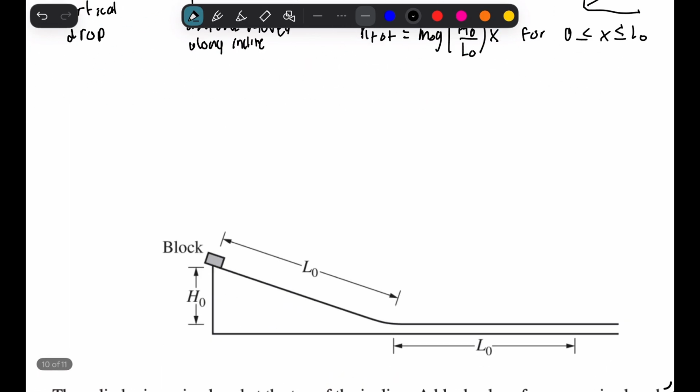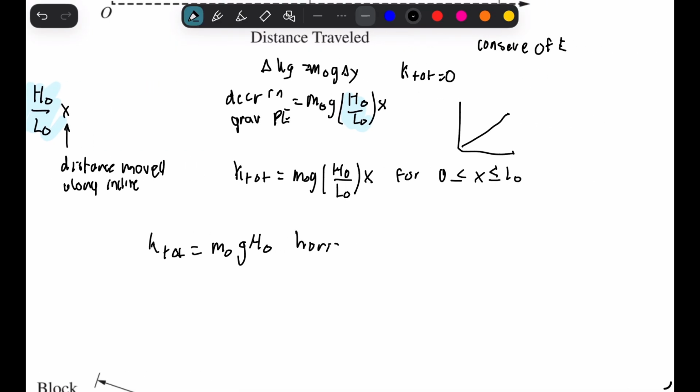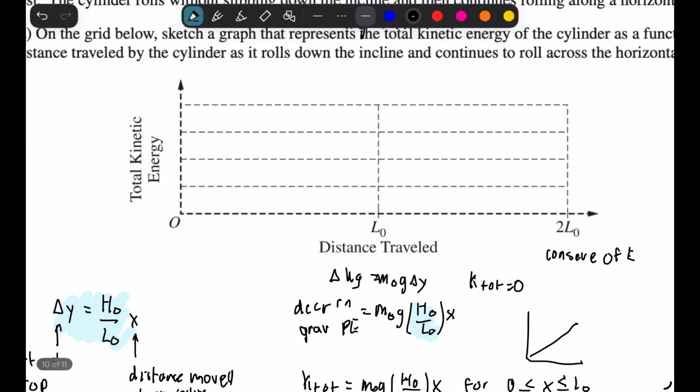So K total is m initial g h initial, your horizontal line, because this would be one value that should be a constant, right? And that's from x equal to L initial to 2L initial. So for our graph, you're going to start at the origin, and you're going to draw a line up with a positive slope. And then it's going to be horizontal here.